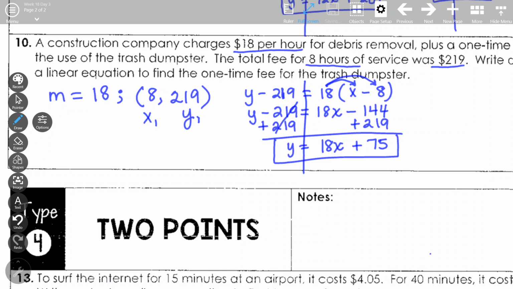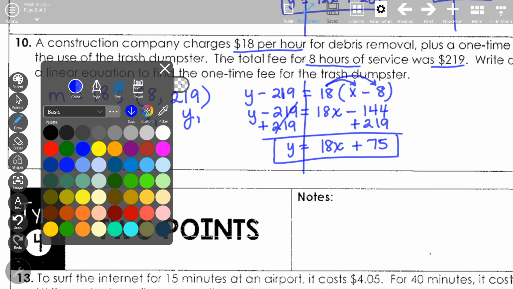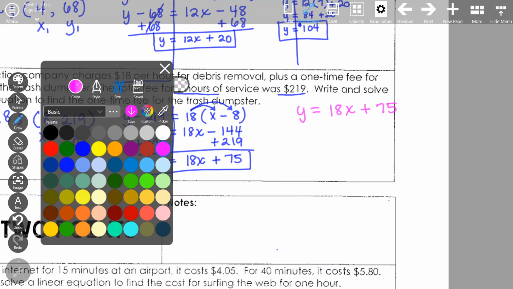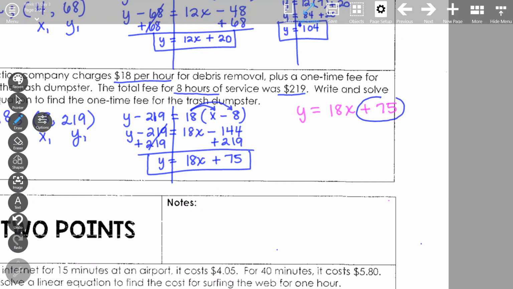Now, we've already talked about the y-intercept back on the other side, the front side of this paper. We said the starting point, or the y-intercept, is the starting point, right? That's like a one-time fee. So let me go ahead and show you. If I write this down over here, our equation is y equals 18x plus 75. Well, what's the y-intercept? The y-intercept is 75, right? So we know that if we were going to graph this equation, we would go up 75 and start on the y-axis at 75. All right? That is the one-time fee.